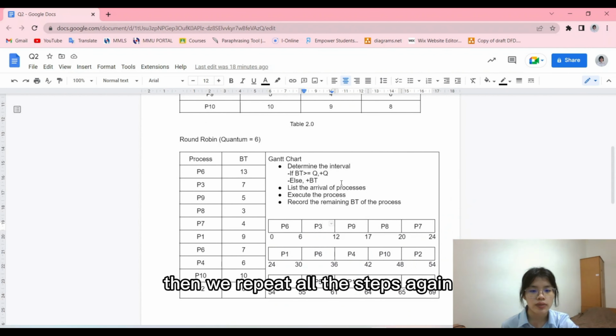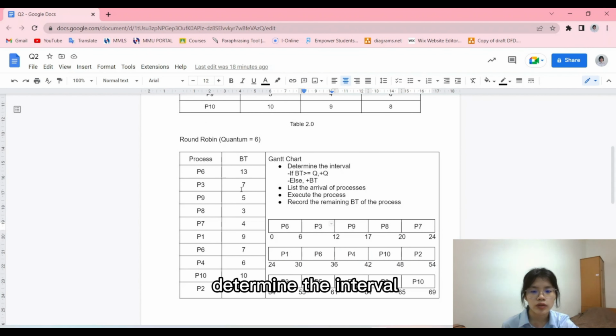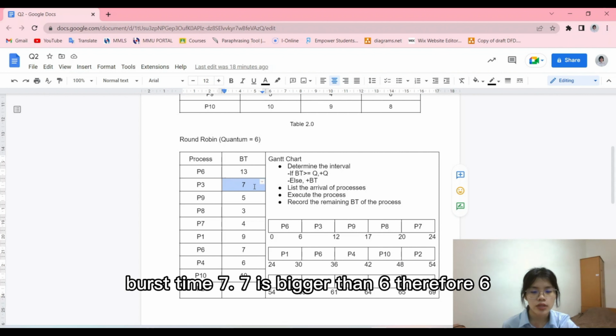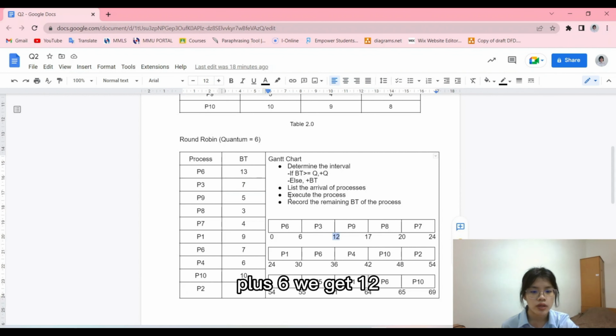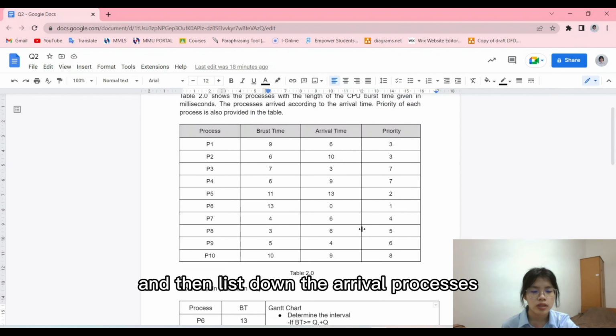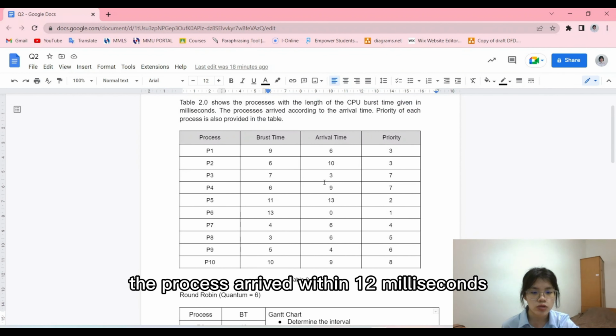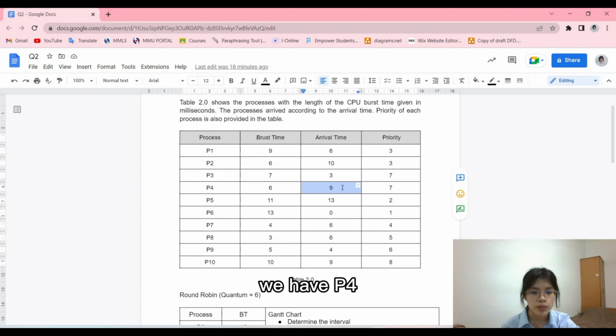Then we repeat all the steps again. Determine the interval. Burst time 7 is bigger than 6. Therefore, 6 plus 6, we get 12. And then list down the arriving processes. The processes that arrive by 12 milliseconds are P4, P10, and P2.